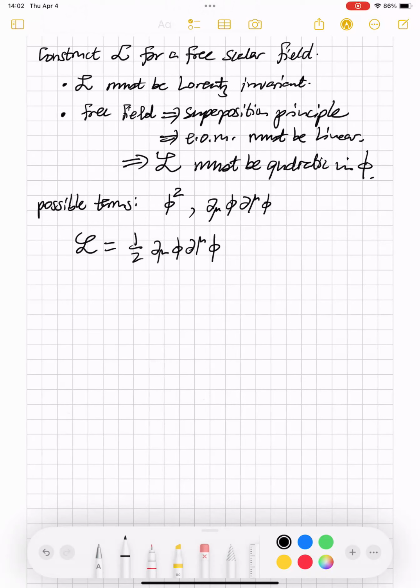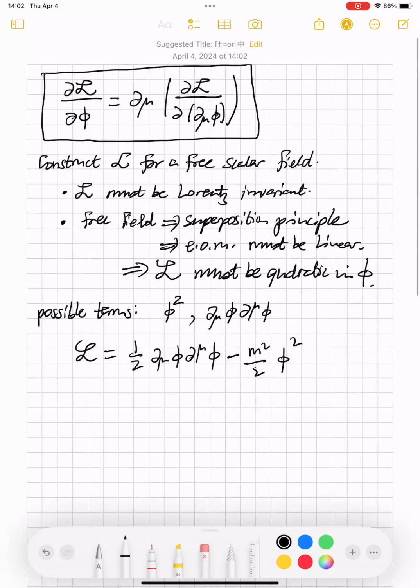For the second term, I'm now going to say minus m squared over 2 phi squared. And I've chosen that second coefficient of minus m squared over 2 with the benefit of hindsight. I want this to agree with the field equation that we had before, so I've chosen this term to be something very specific.